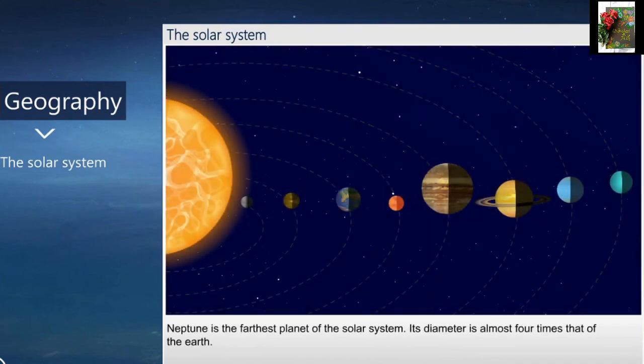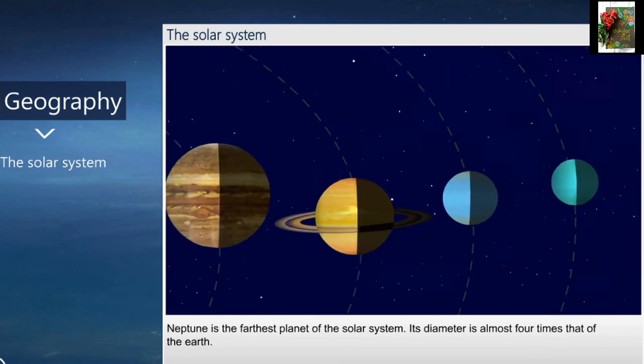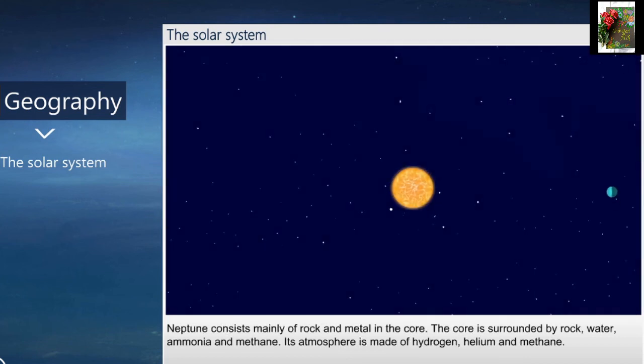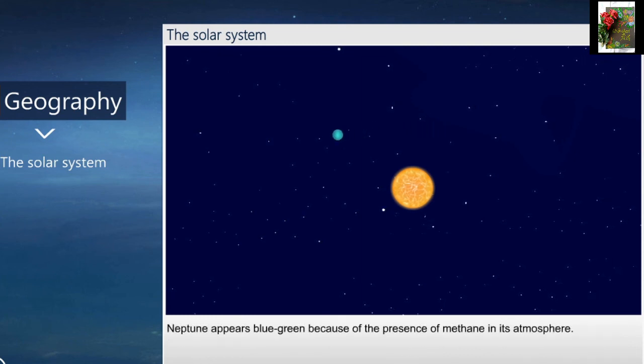Neptune is the farthest planet of the solar system. Its diameter is almost 4 times that of the Earth. Neptune consists mainly of rock and metal in the core. The core is surrounded by rock, water, ammonia and methane. Its atmosphere is made of hydrogen, helium and methane. Neptune appears blue-green because of the presence of methane in its atmosphere.